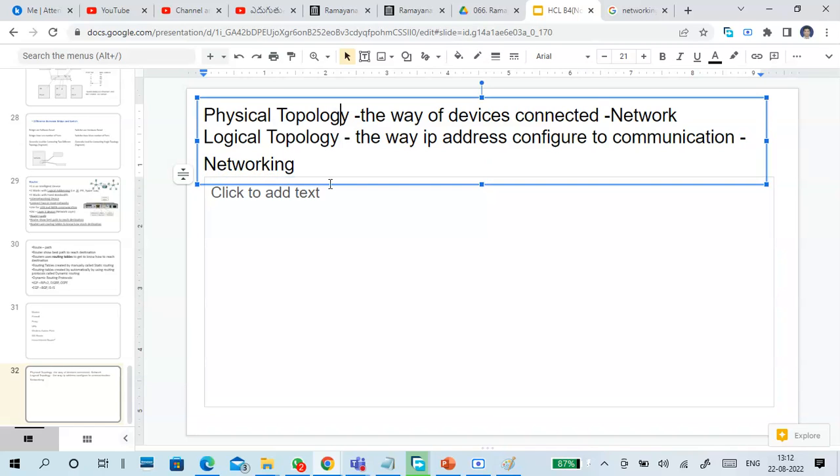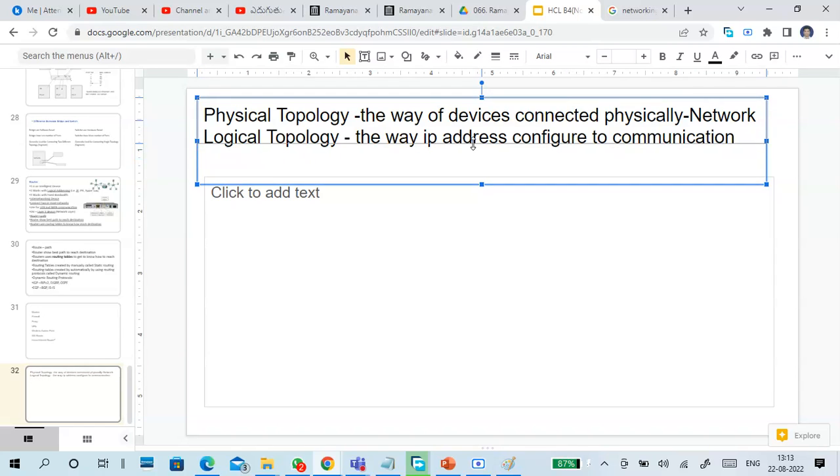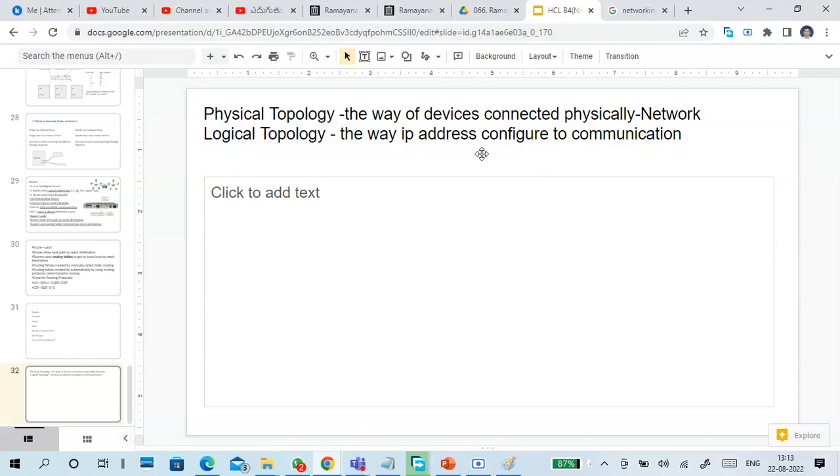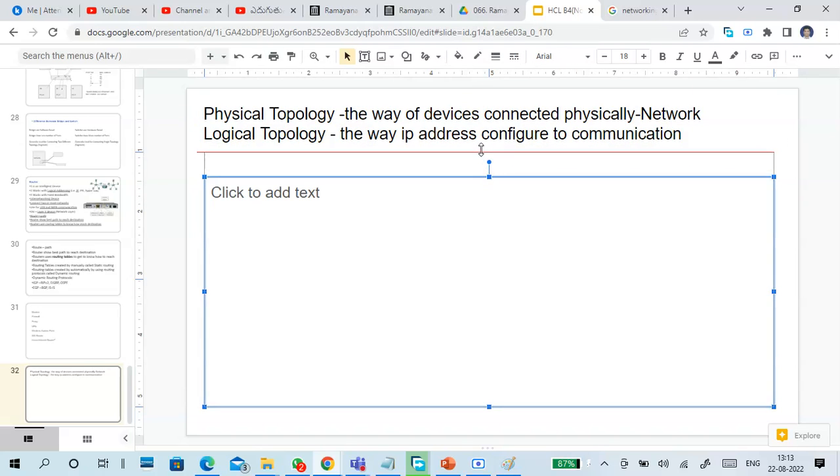Okay, so guys, physical topology is the way devices are connected physically in a network. Logical topology is the way IP addresses are configured to communicate for networking purposes. So I am reducing this part also. This is a better way. This is improved like this.